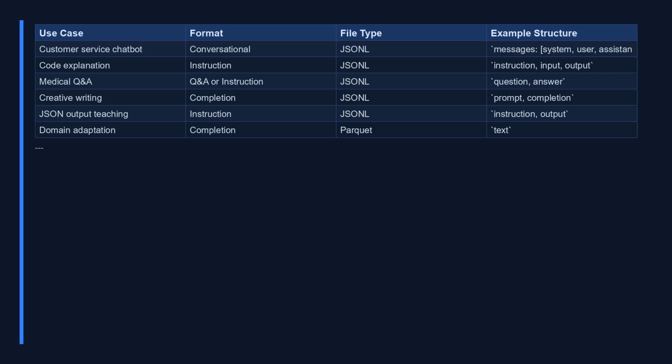Here's how that maps to real use cases. A customer service chatbot uses the conversational format in JSON-L with messages containing system, user, and assistant roles. A code explanation tool uses the instruction format, instruction, input, output, also in JSON-L. A medical Q&A system can use either Q&A format or instruction format depending on whether you need the context field. Creative writing uses the completion format with prompt and completion keys. Domain adaptation for specialized fields uses the completion format with raw text, typically in Parquet for scale.